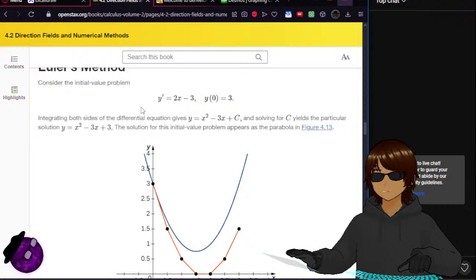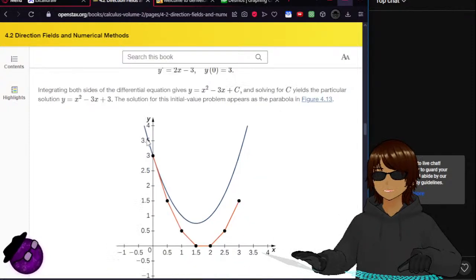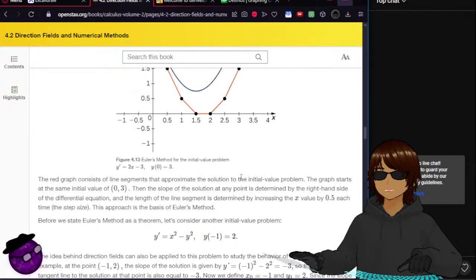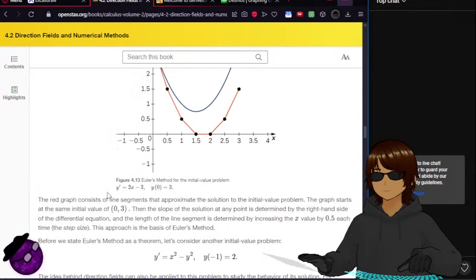Okay, so we are choosing this line. Integrating both sides of the differential equation gives us y is equal to x squared minus 3x plus c. Solving for c yields the particular solution y is equal to x squared minus 3x plus 3. The red graph consists of line segments that approximate the solution to the initial value problem. The graph starts at the same initial value (0, 3).